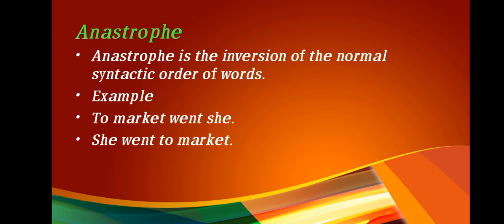Anastrophe. Anastrophe is the inversion of the normal syntactic order of words. Example: to market went she. It is an inversion of normal syntactic order, but the right sentence is: she went to market.